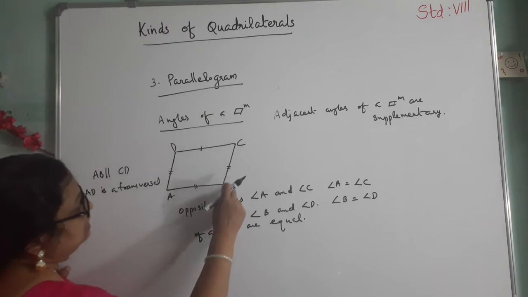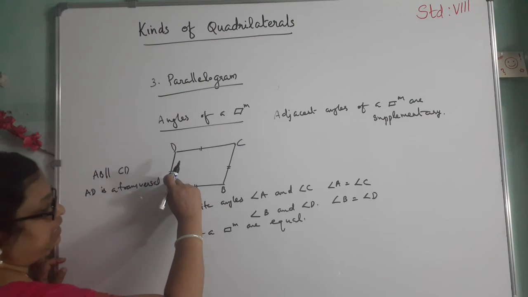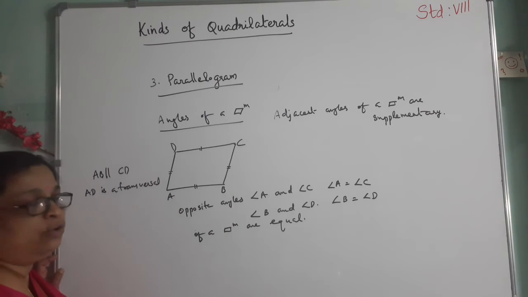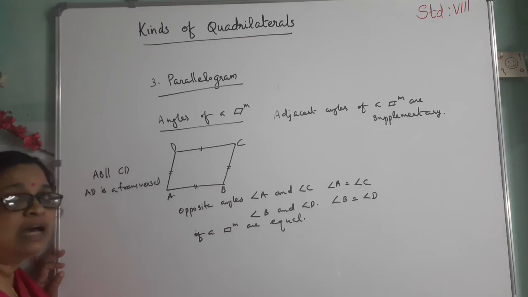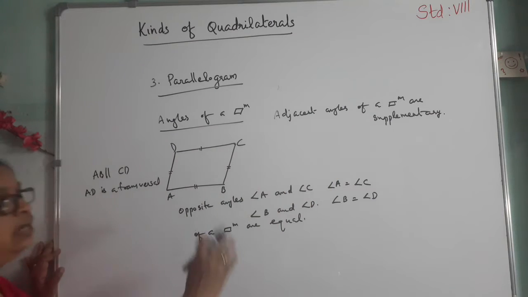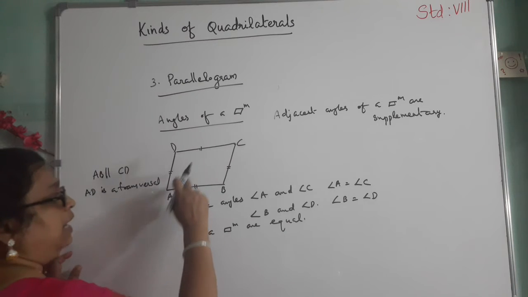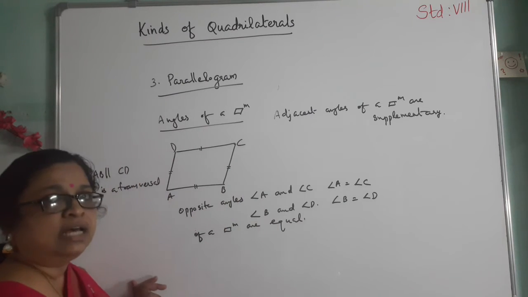Then BC and AD are parallel and AB is the transversal. Then angle A and angle B are the angles on the same side of the transversal. That way these adjacent angles, the sum is 180 degrees. So in a parallelogram, adjacent angles are supplementary. In a parallelogram, opposite angles are equal, adjacent angles are supplementary.